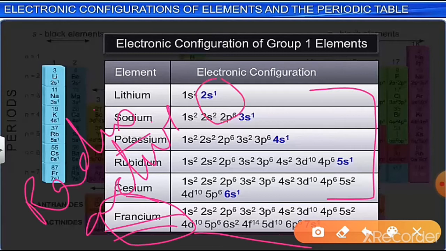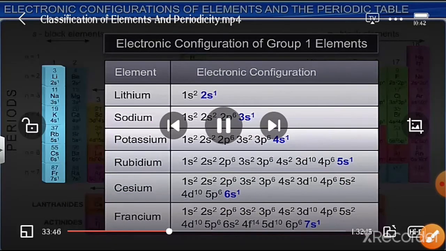Now if you see the outer valence shell, the orbitals being filled are s orbitals, and they contain 1 electron. Only the principal quantum number changes, and the principal quantum number is equal to the number of the period in which they are placed. For example, lithium is in the second period, so it's 2s1 in the outer shell. Sodium is in the third period, so it's 3s1. Potassium is in the fourth period, so the last electron is in 4s1. So this is the similarity that you find when you talk about electronic configuration.